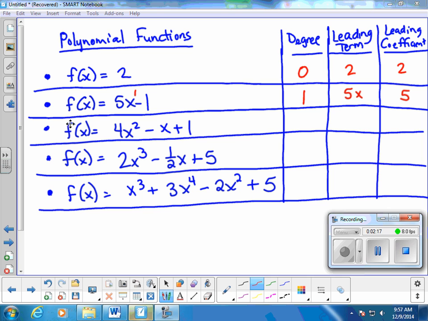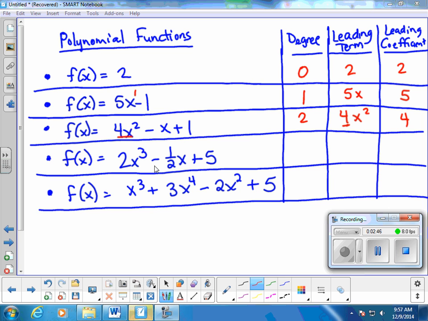When we look at this, we find the term that has the highest exponent, and that's going to be the degree of our polynomial. So this one has an x squared, so the degree is 2. The leading term is going to be the term with the highest exponent in it, and the leading coefficient is going to be the 4. And this is actually a quadratic function because it has an x squared.